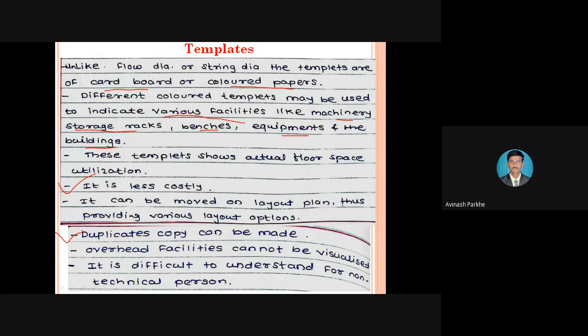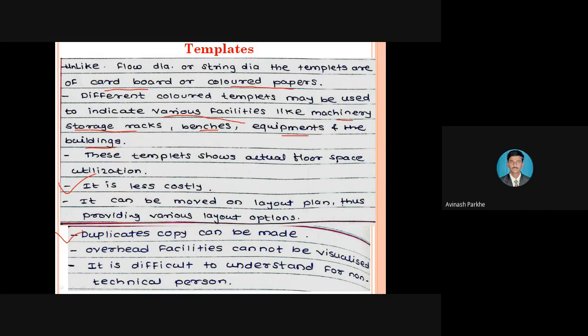So in order to represent each and every type of movement, in order to represent each and every machine, in order to represent all the types of the machine, different types of color patterns are developed. But such types of color patterns can be readable, or can be visualized, for technical persons only.